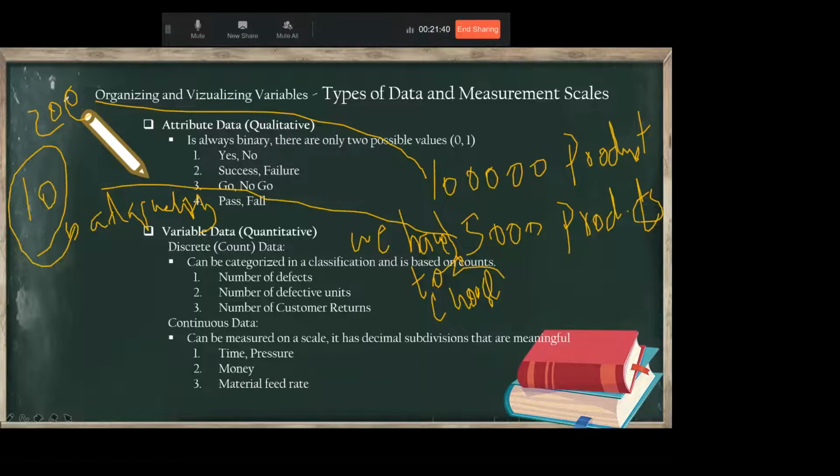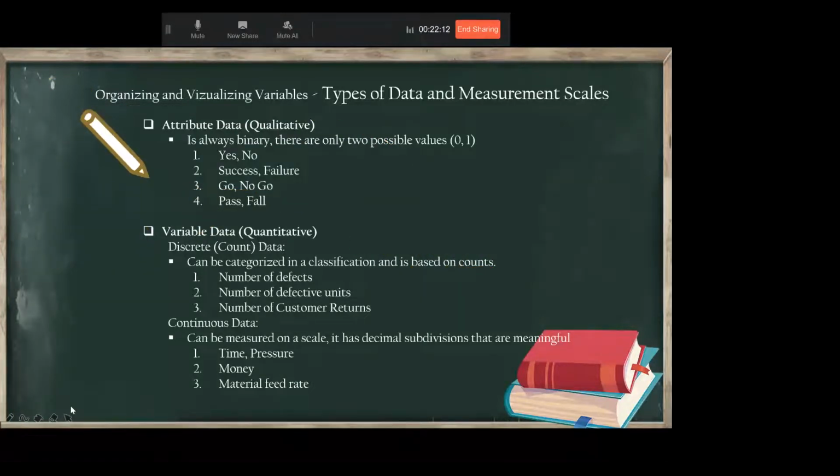So we didn't go for 100,000 products and check each and every one. We just took 5,000, checked them, and drew the conclusion that our whole production could have 200. I said could have, not definitely. It could have 200 defective pieces. So this can save time and we can correct where our factory is producing defective pieces and why. So that's the major difference between descriptive and inferential analysis.